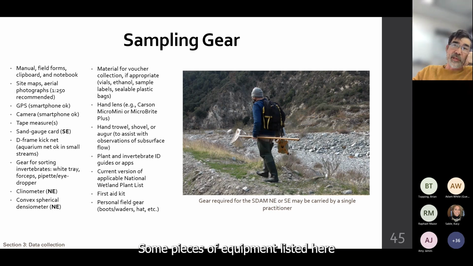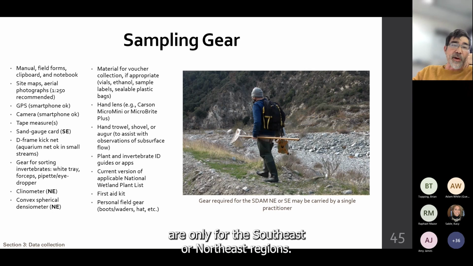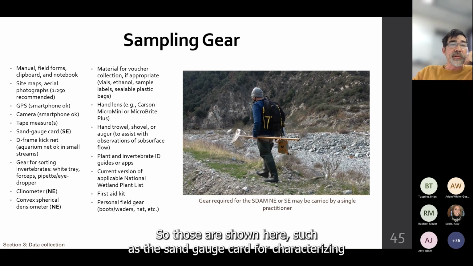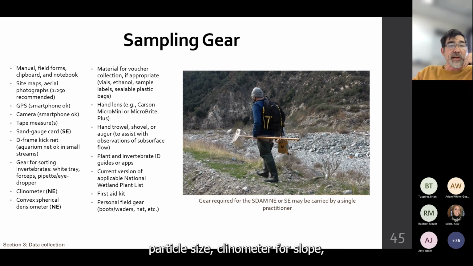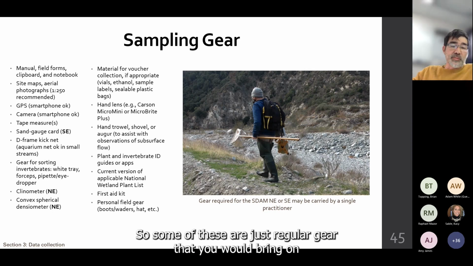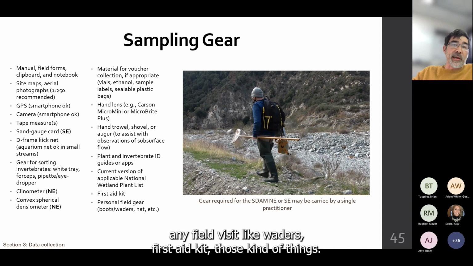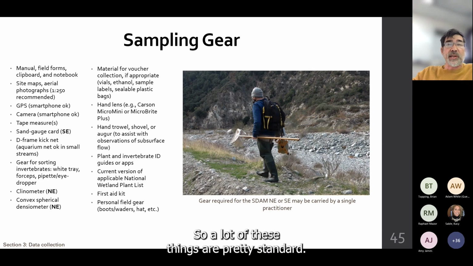Some pieces of equipment listed here are only for the Southeast or Northeast regions. So those are shown here, such as the sand gauge card for characterizing particle size, clinometer for slope, densiometer for canopy cover. Those are only used for the Northeast. Some of these are just regular gear that you would bring on any field visit, like waders, first aid kit, those kinds of things. So a lot of these things are pretty standard.